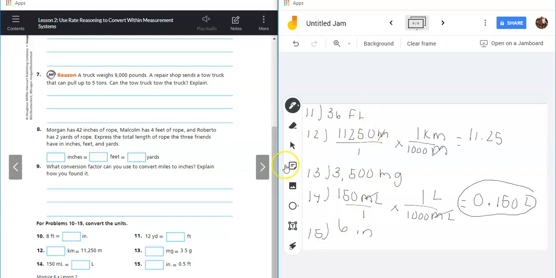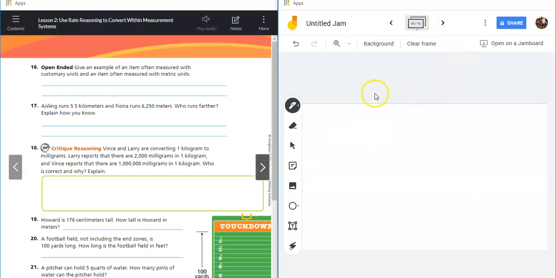Okay, we're on the back side. This is number 16. I'm not going to worry about 16. We'll just move right on to 17. It's an odd number, so I'll just give you the answer. Who runs farther? It is Fiona. When I solved this myself, I changed this one into meters so I could figure that out.